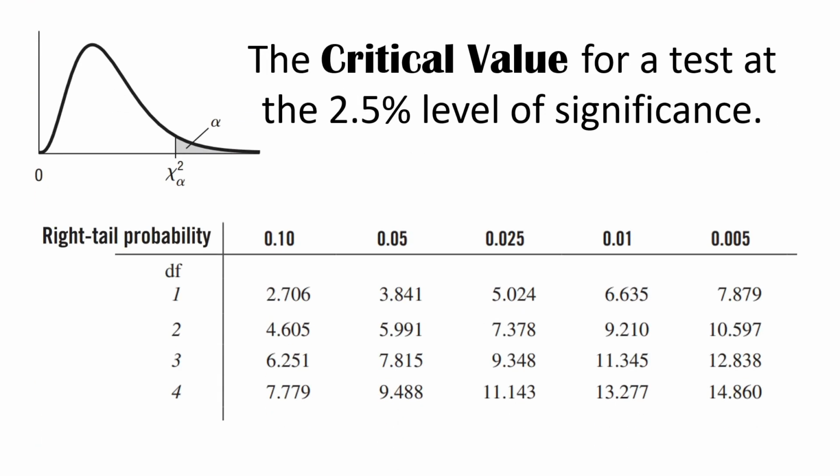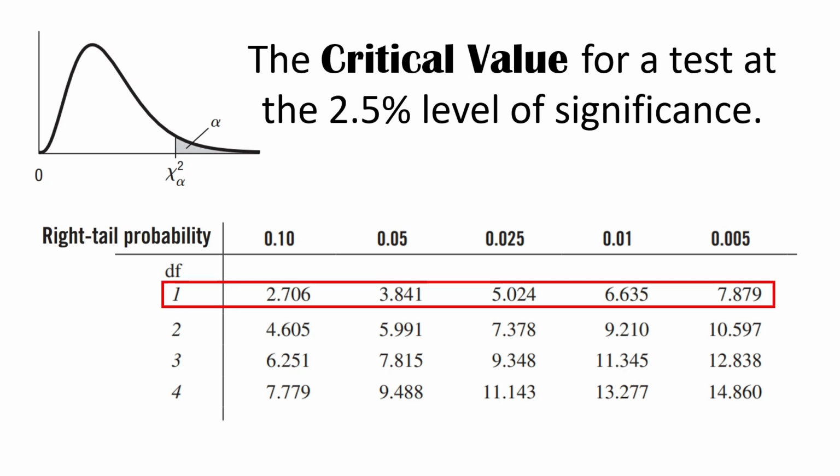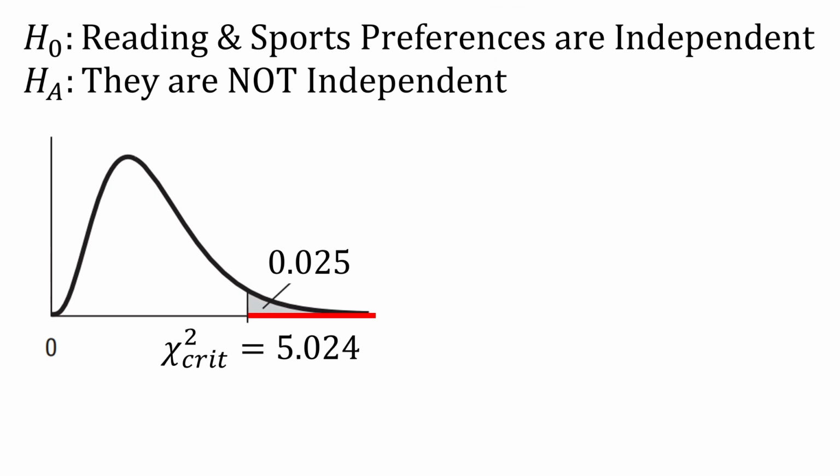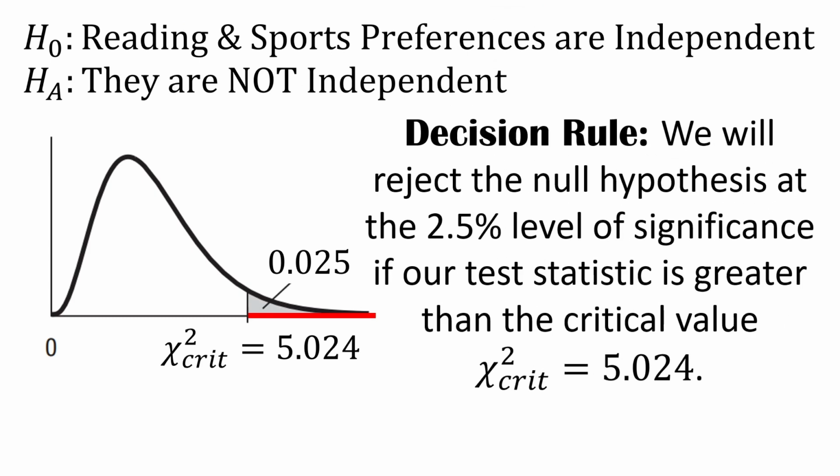So now we can look at a chi-squared table and figure out what our critical value would be for a 2.5% test. 1 degree of freedom, we want 2.5% in that upper tail, so our critical value is 5.024. So that means our decision rule is just this. We will reject the null hypothesis at the 2.5% level of significance if our test statistic is greater than the critical value, 5.024. So now all we have to do is calculate that test statistic.